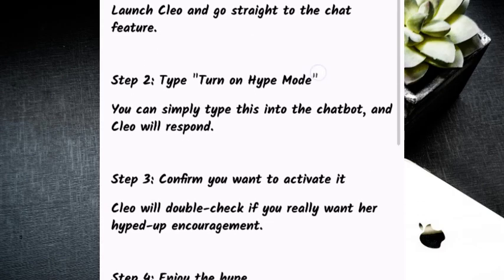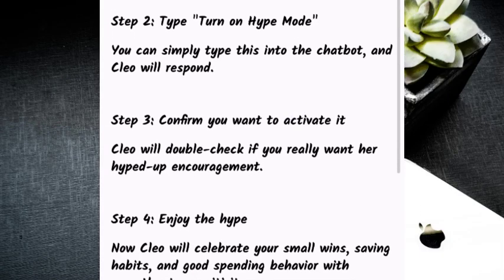Let's get into it. The first step is going to be to open the Cleo app. So launch Cleo on your mobile device and go straight to the chat feature. Now there's step 2, you're going to type "turn on hype mode." You can simply type this into the chat bar and Cleo is going to respond promptly.